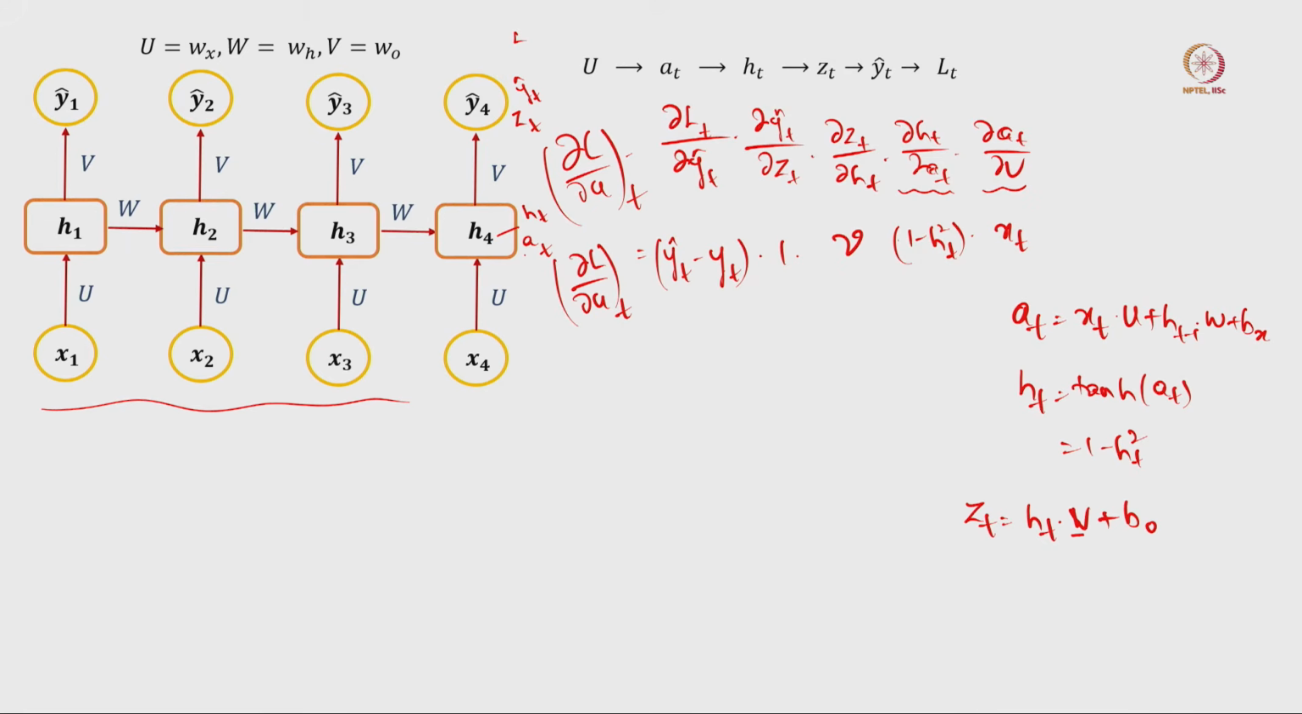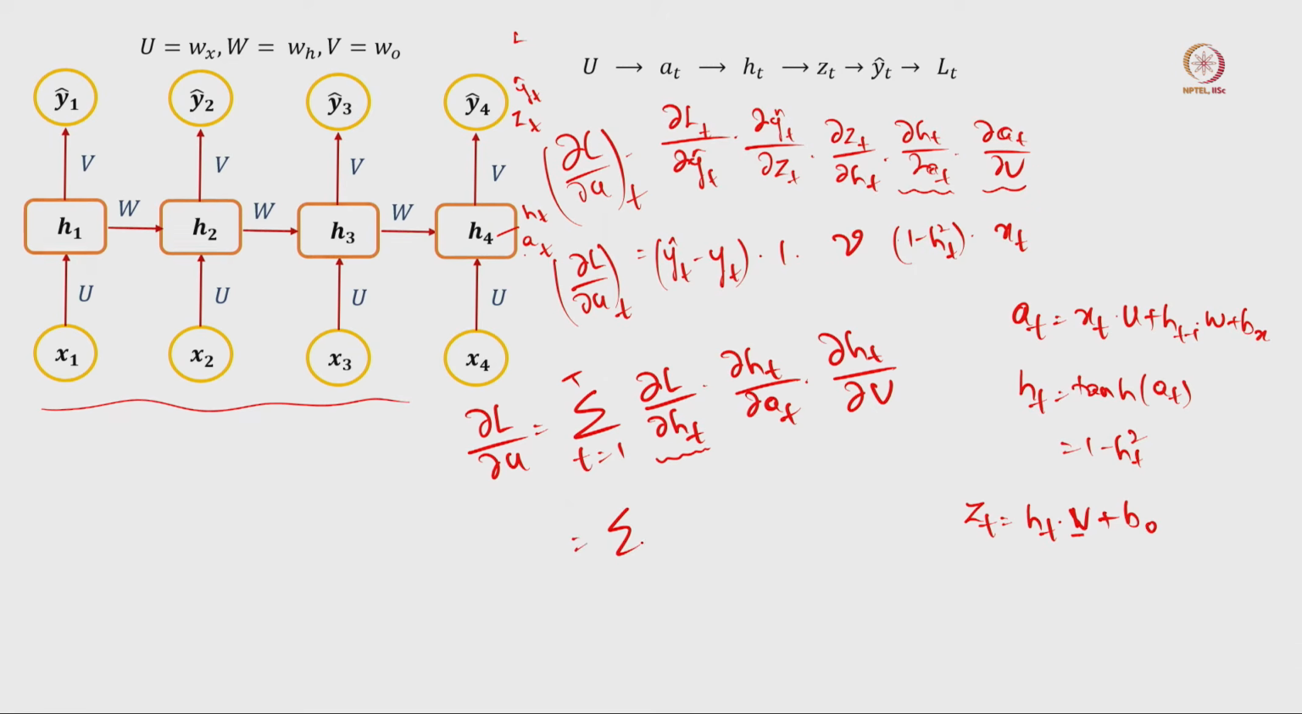So, therefore, the derivative of loss with respect to U is a summation from t equal to 1 to capital T. Now, how will you reach U? So, here the derivative of loss with respect to h t, with respect to a t, with respect to U. Now, what is this one? Just some time back we calculated, this is nothing but delta. Can we take it as delta t? And what is this? We have calculated 1 minus h t square, and what is this? This is x t.